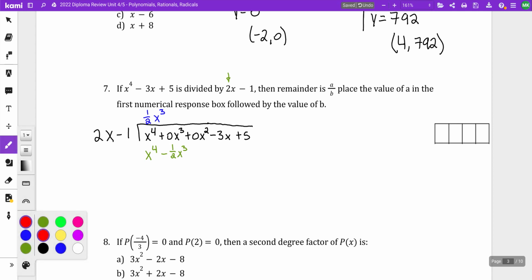Subtract. That gets you the x to the power of 4s. 0 minus negative 1/2 will give me positive 1/2 x cubed. Drop the 0, x squared. Drop the negative 3x. Drop the 5. Repeat the process. I want 2x to become 1/2 x cubed. That means I'm going to have to multiply it by positive 1/4 x squared.